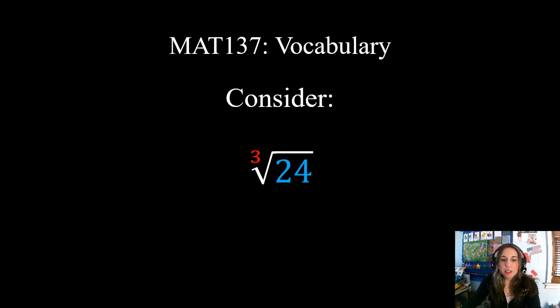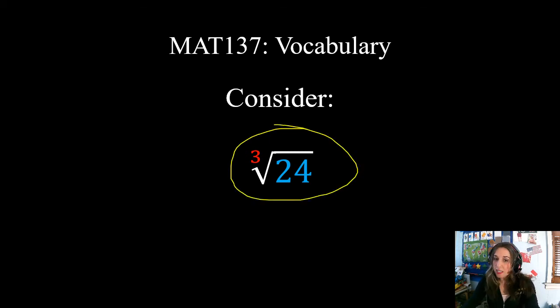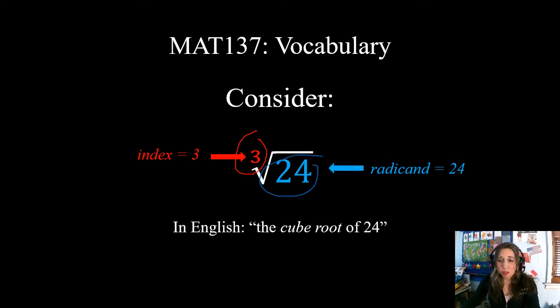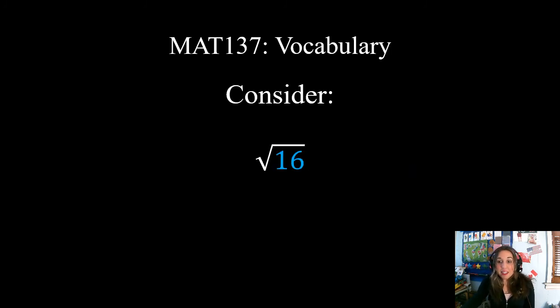So if we look at this example right here, let's think, what's the radical, what's the index, and what's the radicand? So in this example, the index is 3, right? This is a cube root. The radicand would be 24. That's what's underneath my radical. And then, of course, the radical is just the radical symbol. So in English, if I saw this on my paper, I would say the cube root of 24. So we read this entire expression as the cube root of 24. Let's look at one more example.